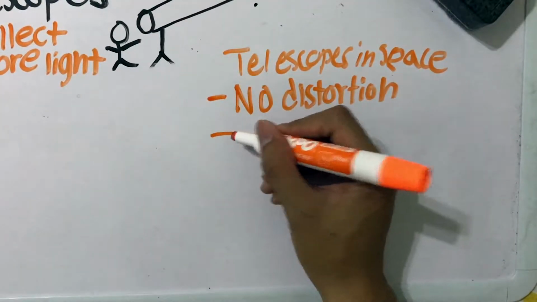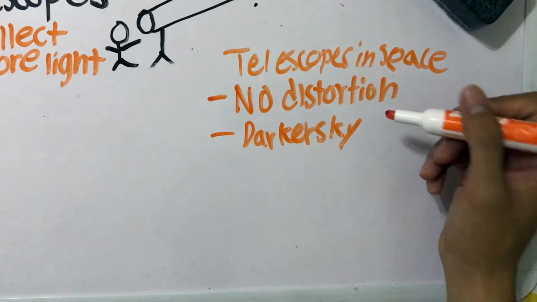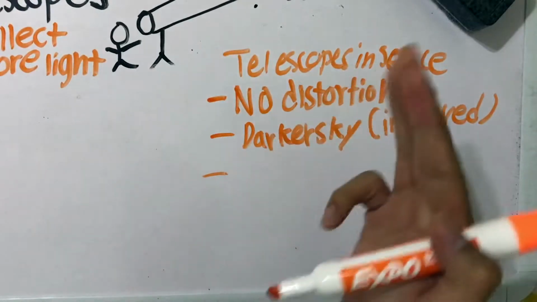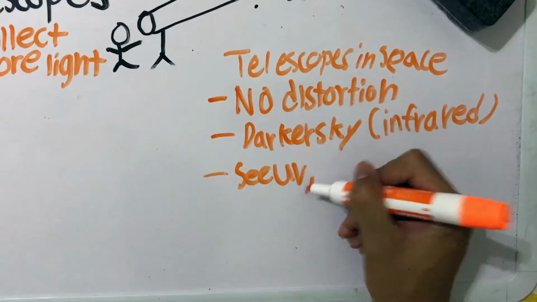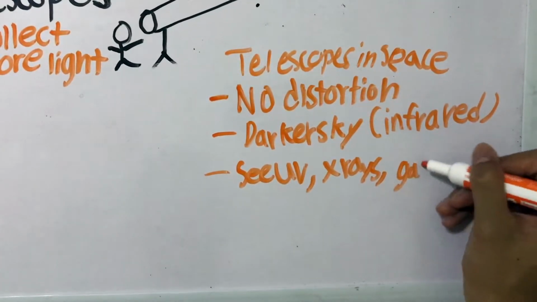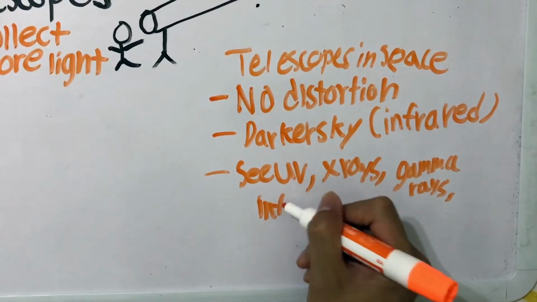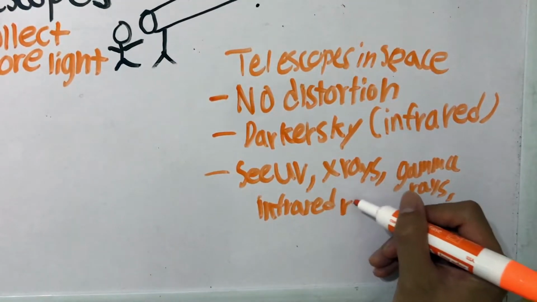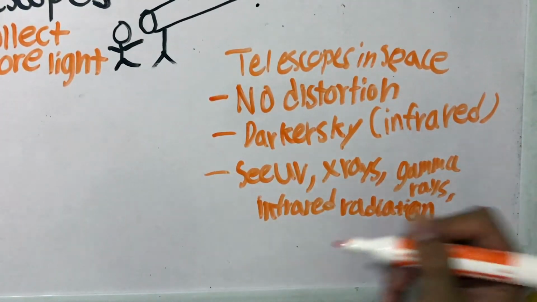The second reason is that you will have a darker sky. So by having a darker sky, you can see clearer in the infrared, and sometimes in other wavelengths as well. Third reason is that we can see UV, X-rays, gamma rays, and infrared radiation. So we're able to detect more wavelengths and more ways for us to examine patterns and planets and etc. So that's the end of the video.